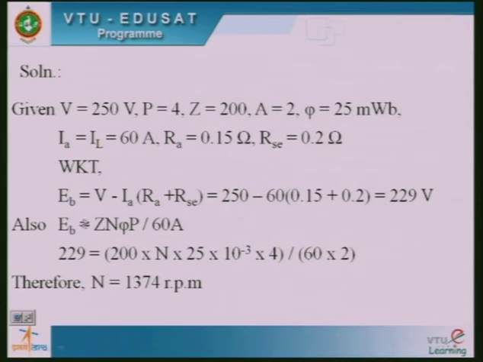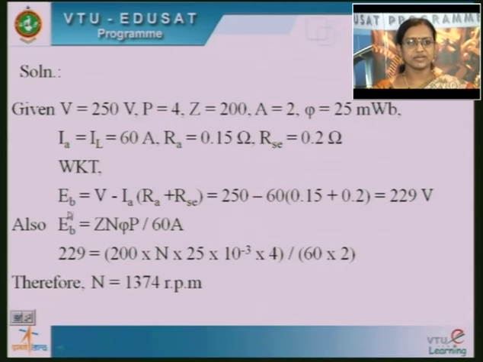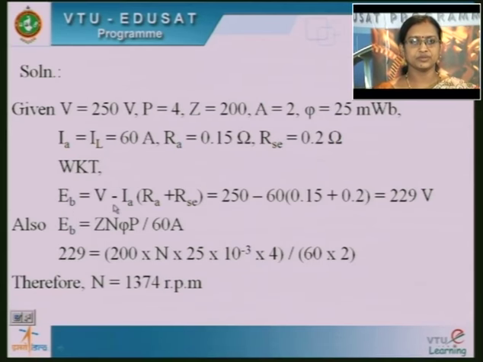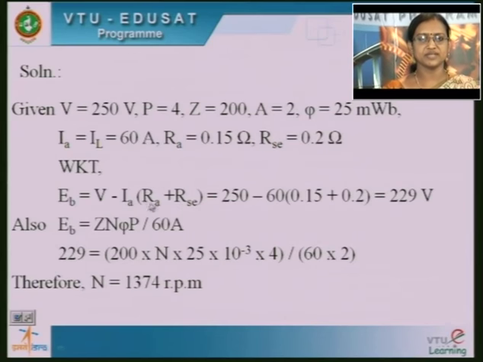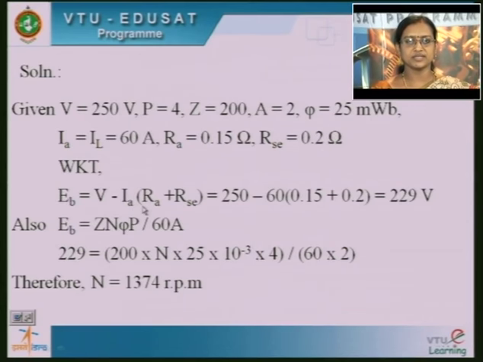To get the speed, we use the equation EB equals Z n phi P divided by 60A. Here EB is unknown and N is also unknown, so there are two unknown parameters. That is why we use one more equation to calculate the back EMF: EB equals V minus IA. Since it is a series motor, you have to add the armature resistance and the series field resistance, so EB equals V minus IA multiplied by the sum of RA plus RSE.